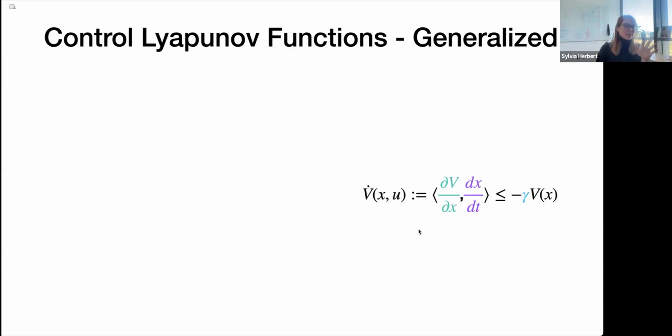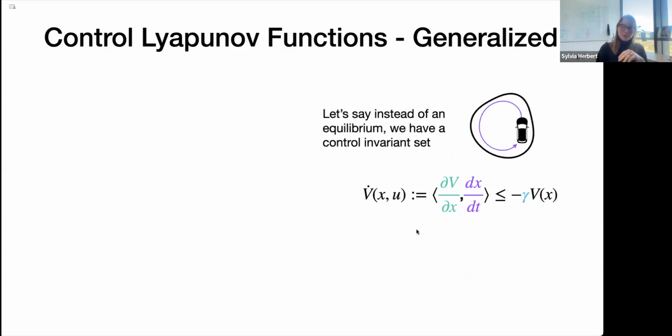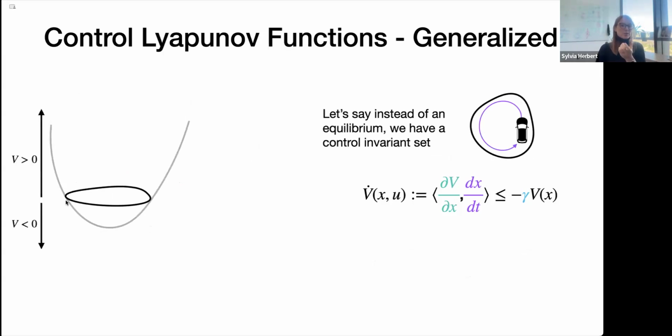Okay, what does this have to do with safety and barrier functions? Well, let's say that instead of an equilibrium, we have a control invariant set. So I'm going to lower my CLF, my control Lyapunov function down. So now it's positive outside of this control invariant set. You can think of it as like a generalization of an equilibrium point. And it's negative inside.